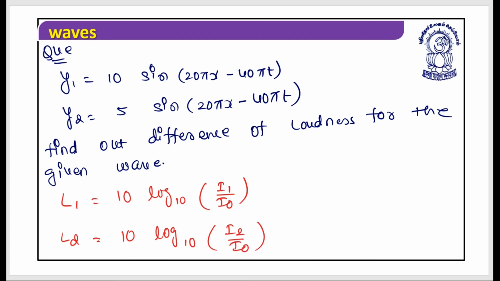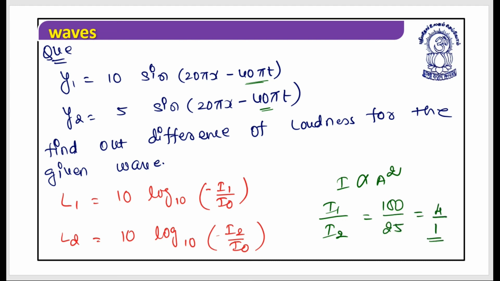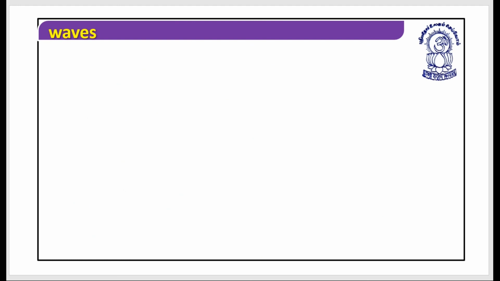Basically, I must understand that intensity is directly proportional to A square. So I1 is to I2, because both have the same frequencies, is equal to 100 divided by 25, which is equal to 4 is to 1. So this is I1 is to I2, which is 100 is to 25, which is equal to 4 is to 1.